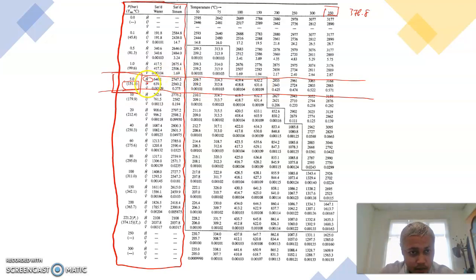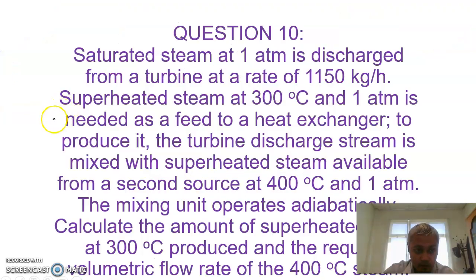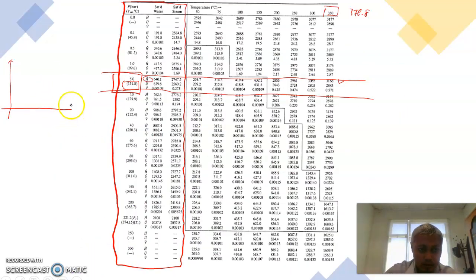The second part is internal energy. The third part is specific volume. So we are going to look at this. So if we do interpolation, let's sketch a simple graph. Okay, here we have, let's say this is our temperature.